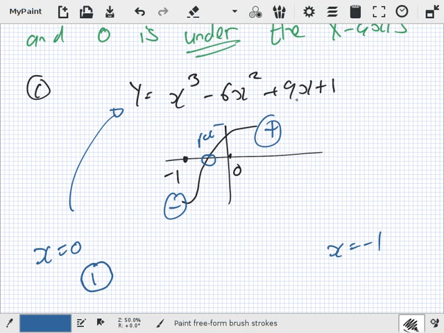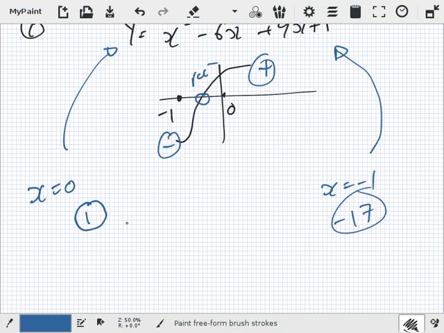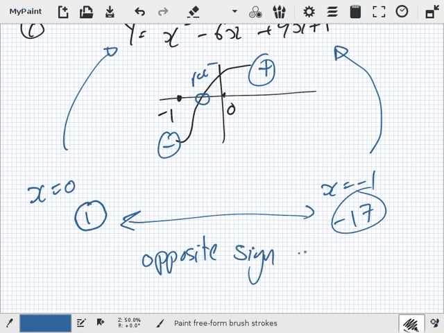If I put 0 in, I get 1. And if I put -1 in, I'll get -1, -6 is -7, -9 is -16, plus 1 is -15. So, opposite signs imply root in between. And that's the 2 marks.